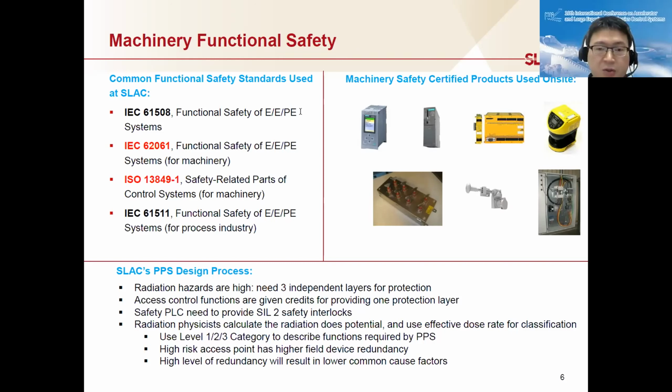The left-hand side lists all the 4 functional safety standards that we directly use or indirectly refer to. 61508 is for the hardware development. The 2 standards highlighted in red, 62061 and ISO 13849, are the machinery sector standards that we're especially interested in related to this talk. 61511 is for the process industry. Definitely, we only refer to this kind of standard when we develop the beam containment system.